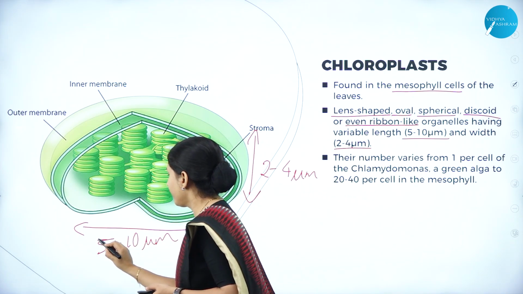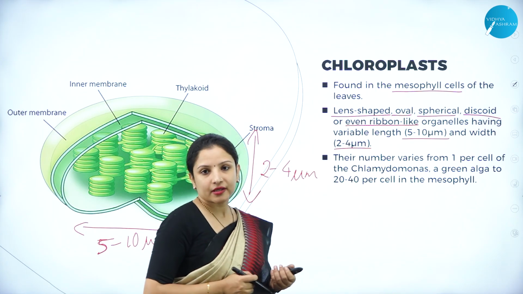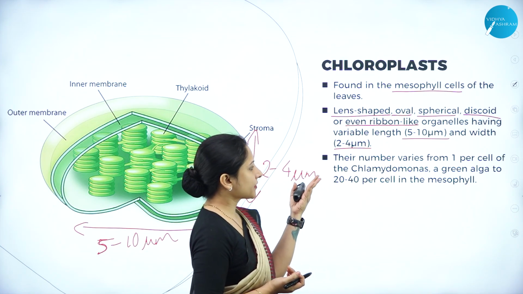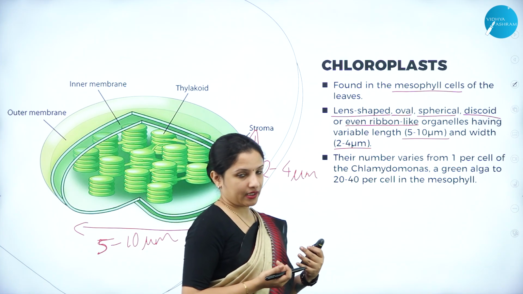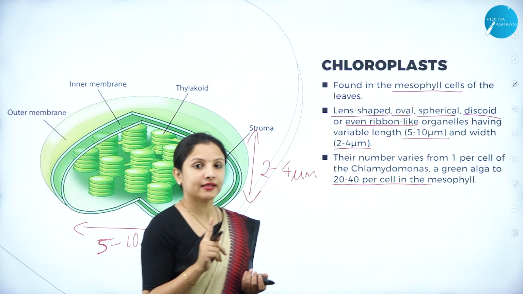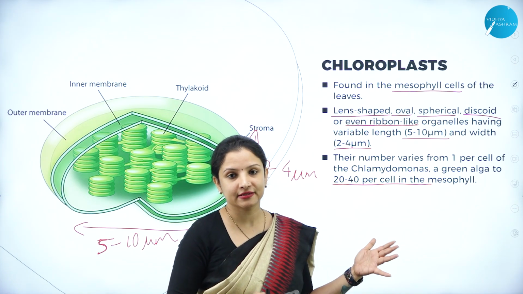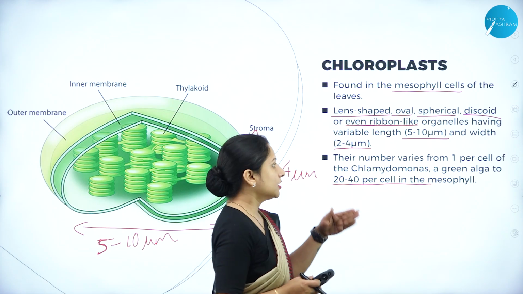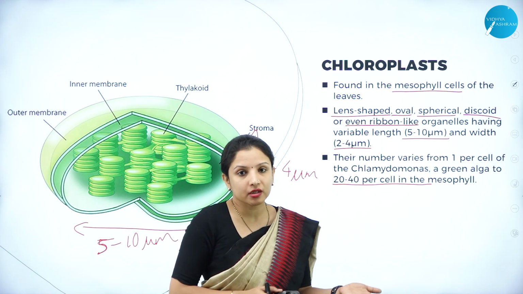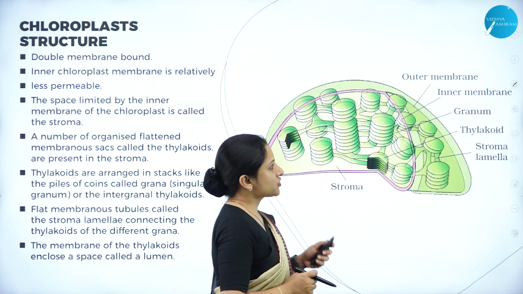So 5 to 10 micrometer is the length, and the number can vary, 1 per cell. And for example, Chlamydomonas, a green algae, contains 20 to 40 chloroplasts in one cell. So if it is 20 to 40, then 100 cells means 20 into 100. So it's like that. So the number can vary depending on the environment in which they're living, the habitat in which they're living and all that. So this is about the general information.